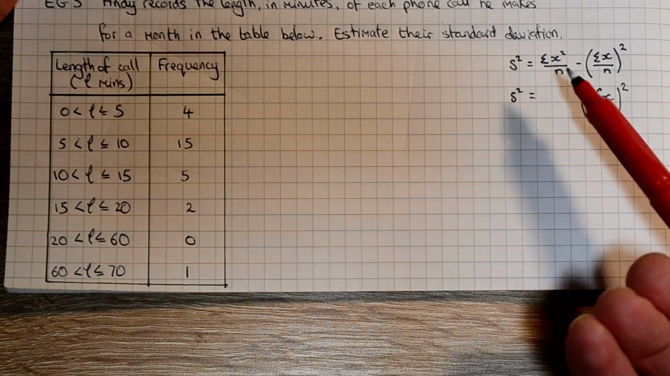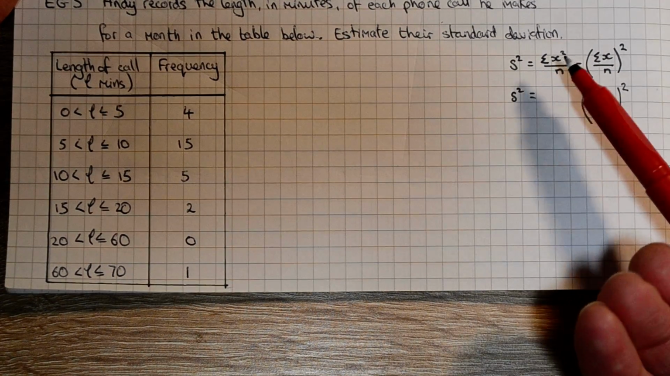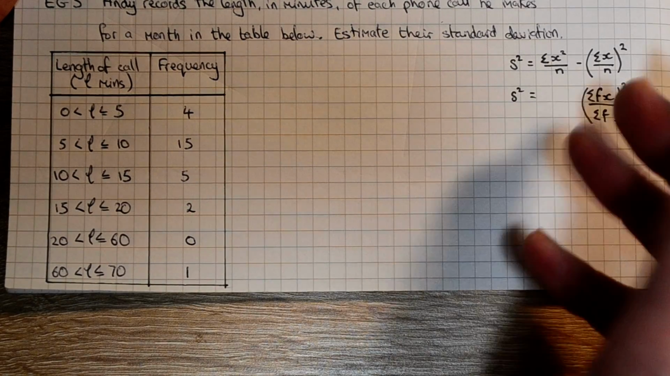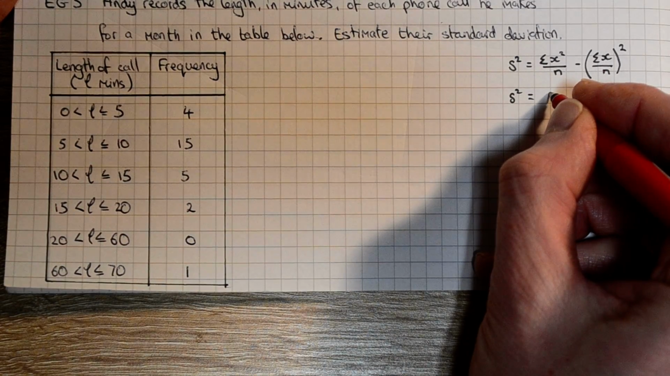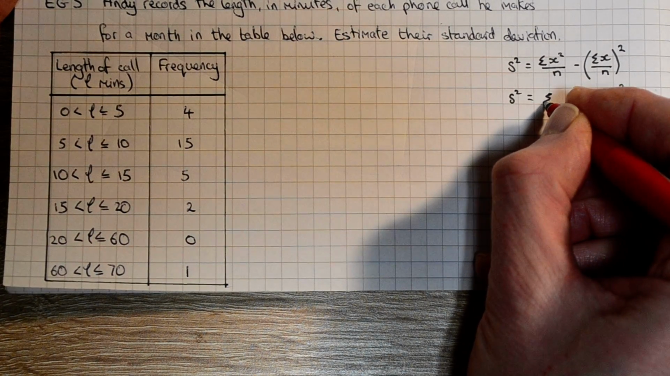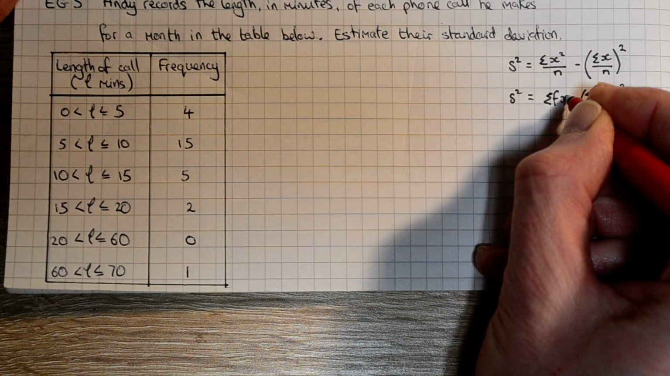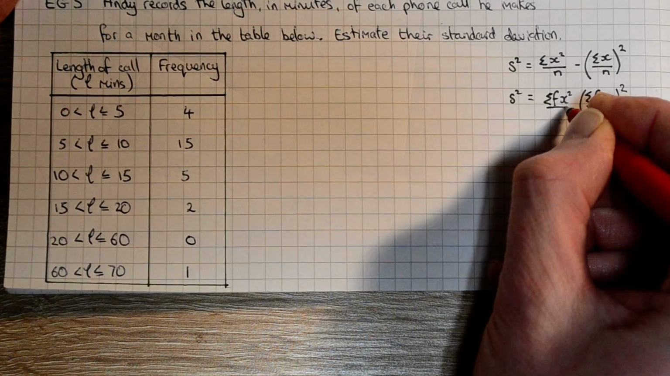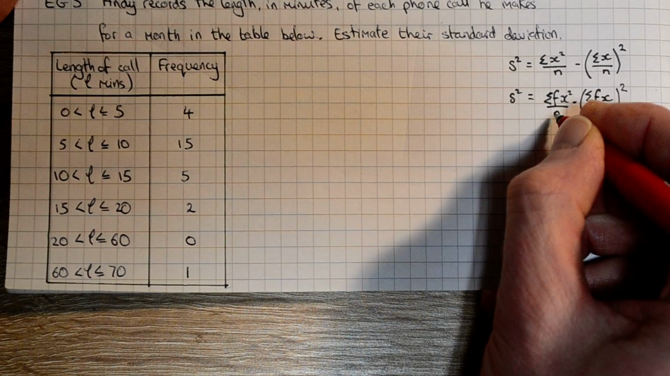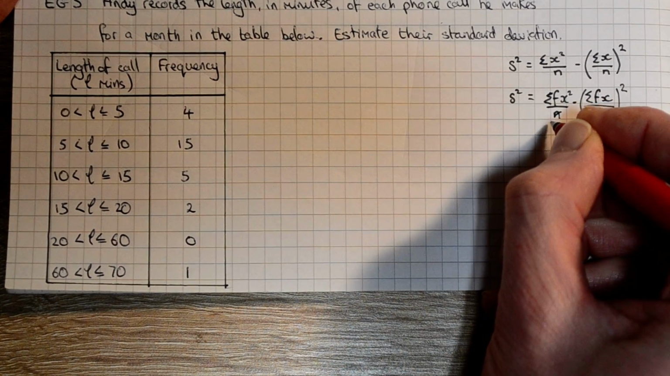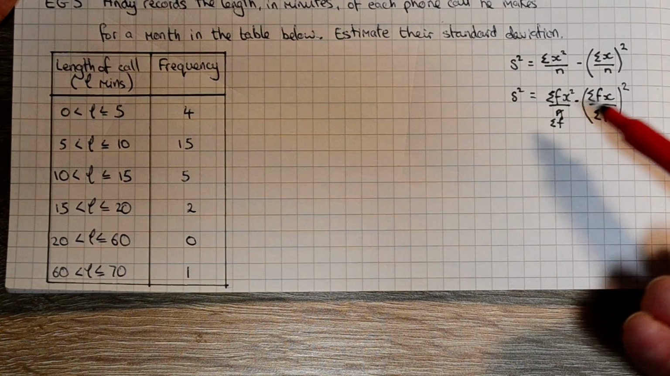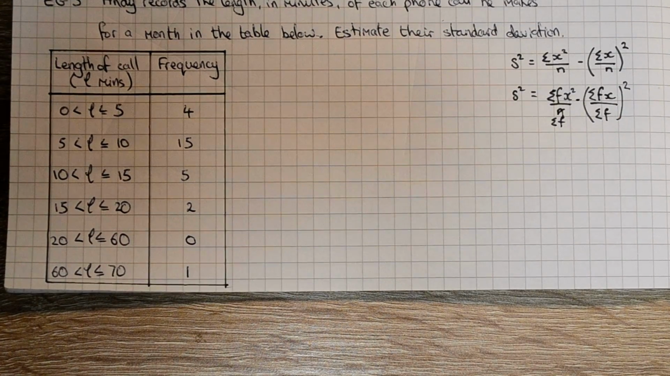To find the sum of the data value squared, again we're going to use the midpoint, but we're going to multiply that by the frequency. So that's going to be... so n there is the sum of f. So we need to find out these values and sub them into the equation.